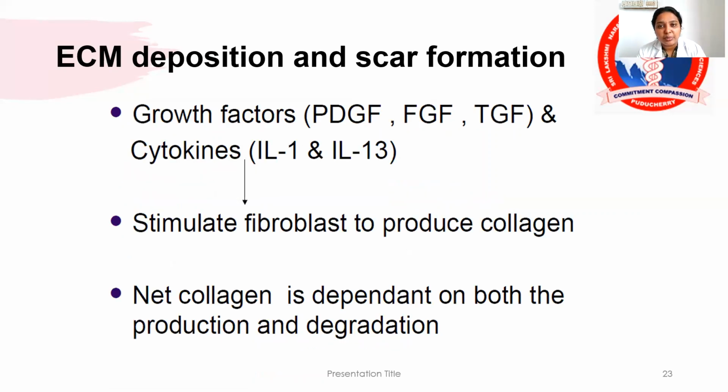Then extracellular matrix deposition and scar formation. Growth factors, mainly platelet-derived growth factor, fibroblast growth factor, transforming growth factor, and cytokines, mainly interleukin-1 and interleukin-13, stimulate the fibroblast to produce collagen. Once the collagen is formed, the net collagen is dependent upon both the production and degradation. On one side the production will be going on, and on the other side the degradation will be going on by different factors which are contributing to them. So the net collagen is finally dependent upon the production and degradation.